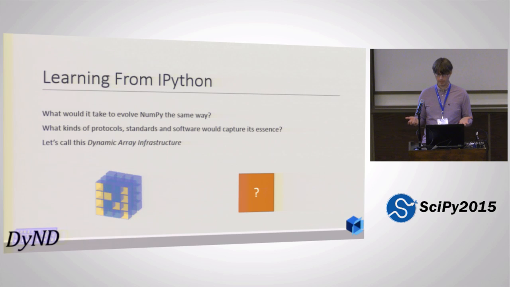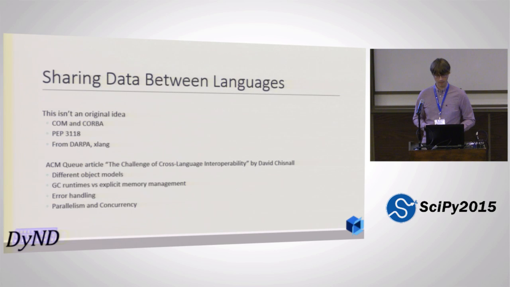So I think it's going to be protocols and standards and software implementing those, very similar to what the IPython folks have done. And I'll call that dynamic array infrastructure. It's like the foundation, like NumPy is dynamic array infrastructure for Python. And we've used that to build a huge set of libraries, and it's fantastic. But maybe we could do better and share with even more people. So this isn't original at all.